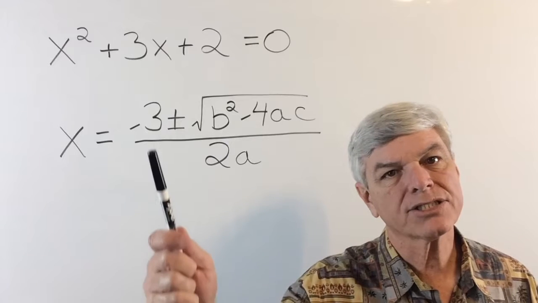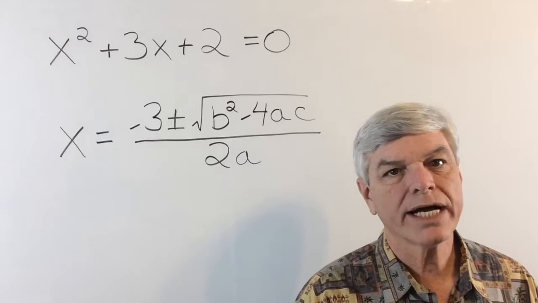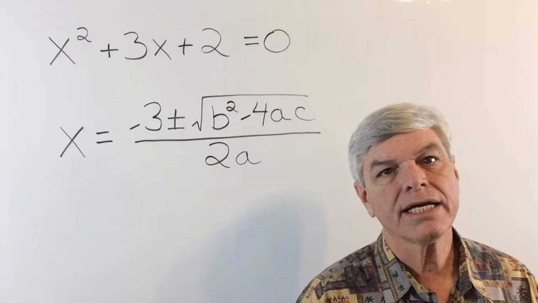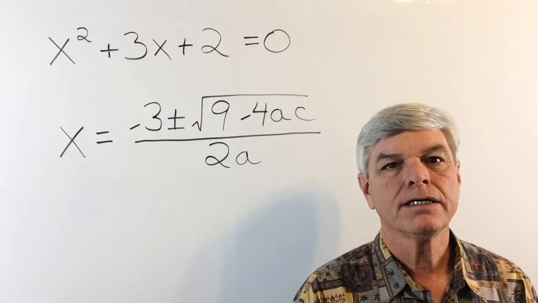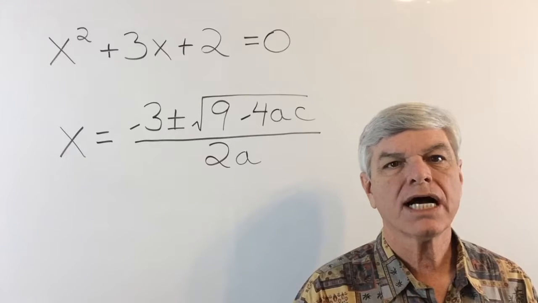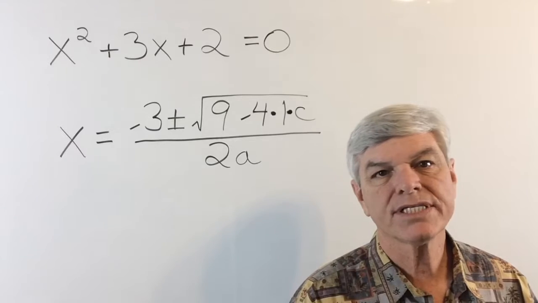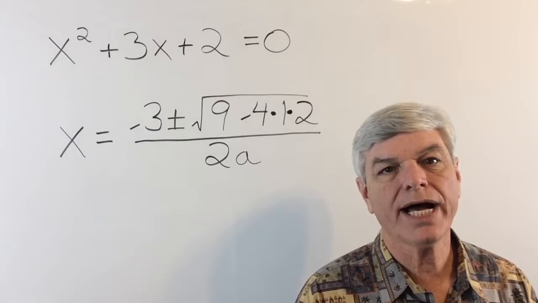There you go, and I like to start at the beginning and work my way from left to right, just like we're reading. And b squared is going to be, what, 3 squared, which would be 9. And that's going to be minus 4 times a, which is 1, times c, which is 2. And on the bottom we have 2a.